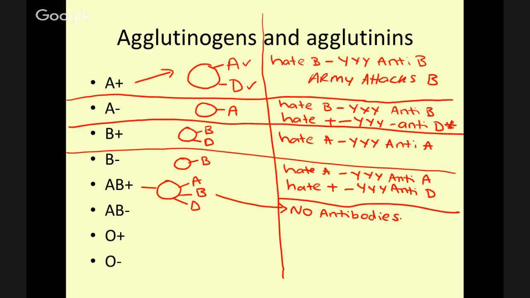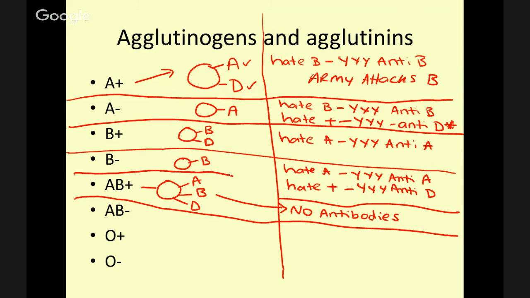nothing to attack the blood. So if you're AB positive, you can get A blood, B blood, D blood, positive blood, negative blood. You can get it all. So AB positive is great because there are no armies, no antibodies, and you can get all the blood types. It's great to be AB positive.